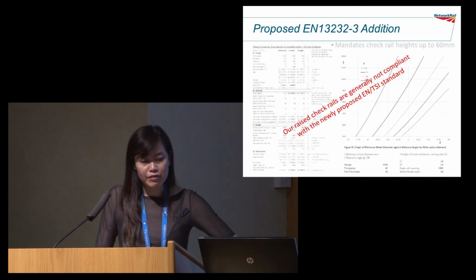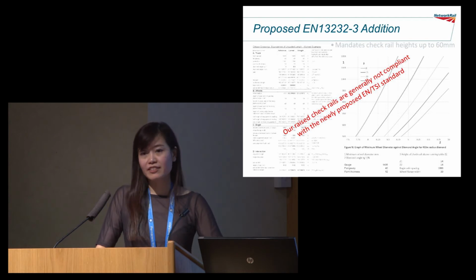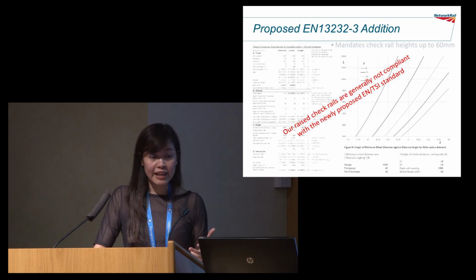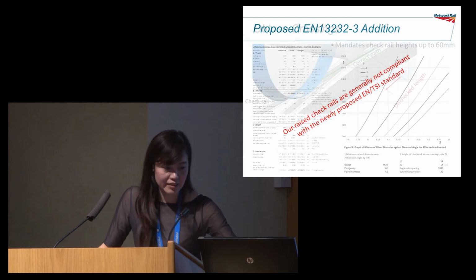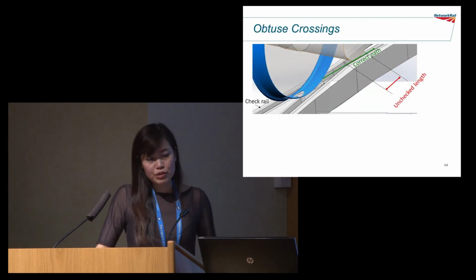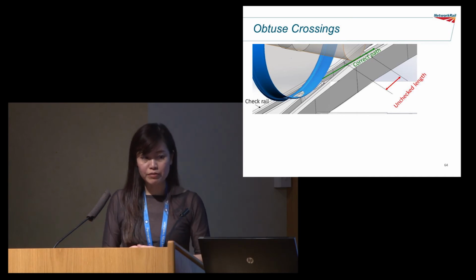What I found is that our raised check rails are generally not compliant with the new proposed EN TSI standard. Because if the TSI standard comes out and we're not compliant, that's law. We have to do something about our crossings. That's too late then.